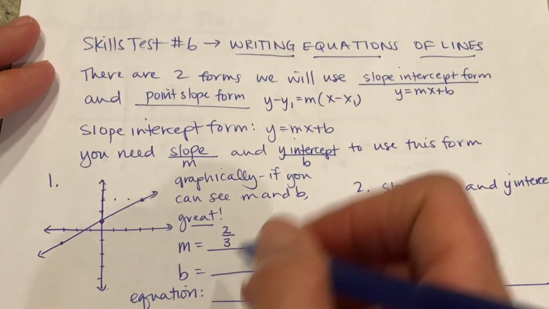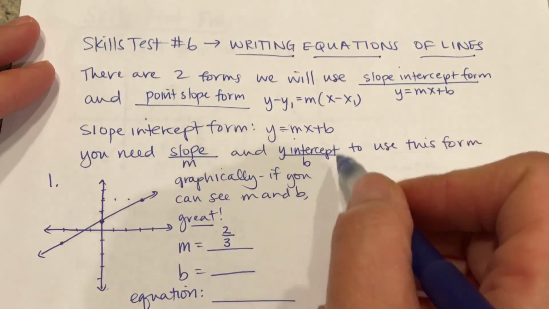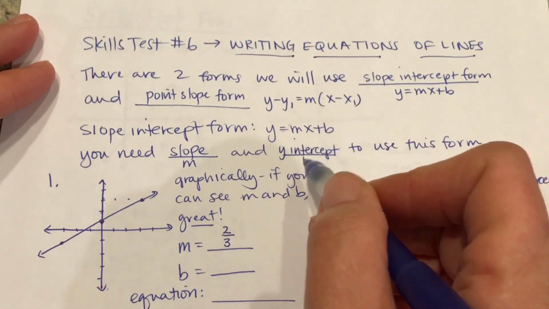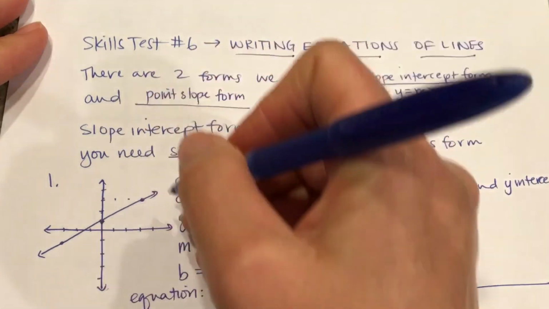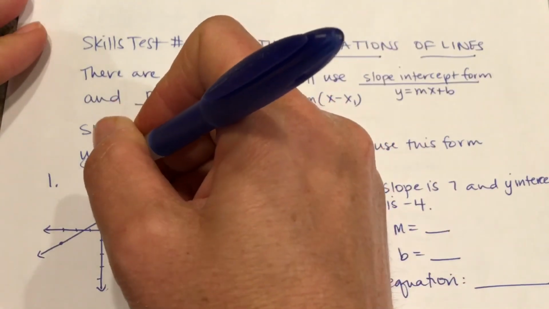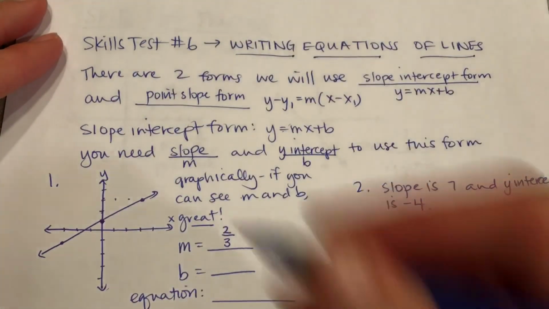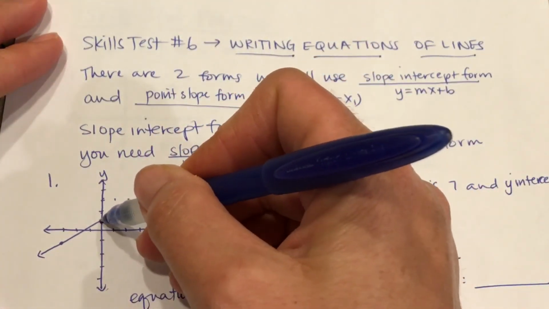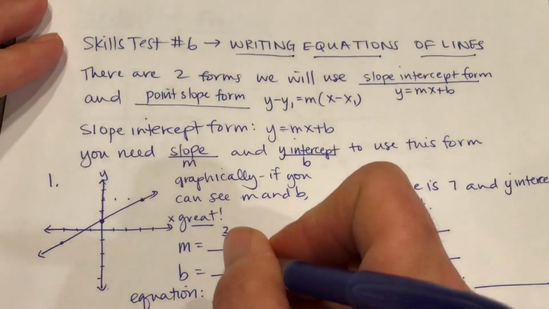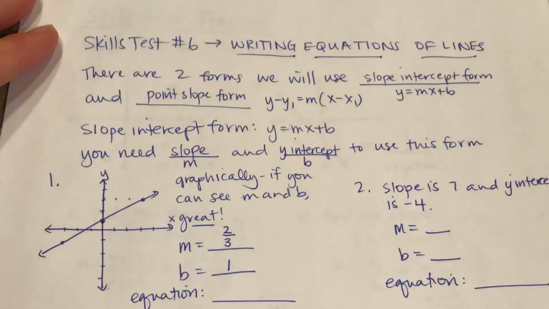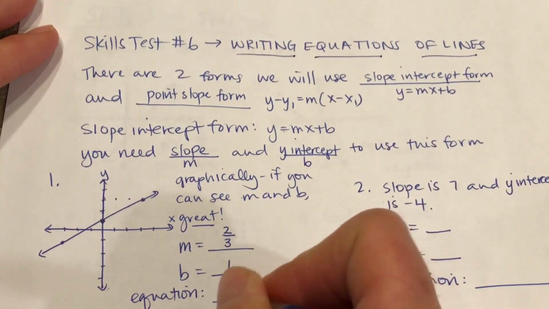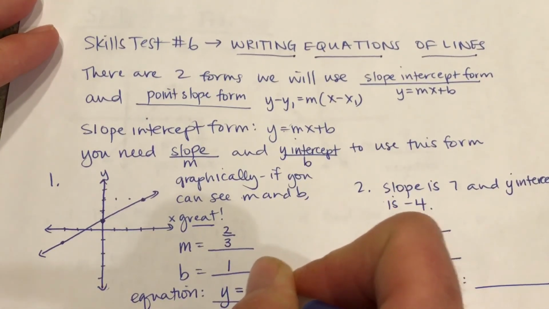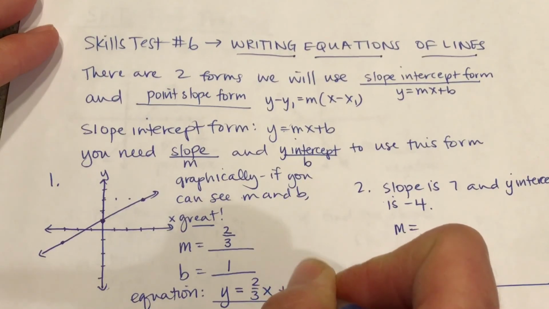All right, b is your y-intercept. Remember right here it says b is your y-intercept. If you need to highlight that to help you remember, feel free to do so. What is my y-intercept? Uh-oh, I didn't do a very good job of labeling this, x and y. My y-axis is here. This guy right here is my y-intercept. That's a 1. So now I just put that information together. Thankfully, I've got m and I've got b, so my equation is y equals 2/3 x plus 1.